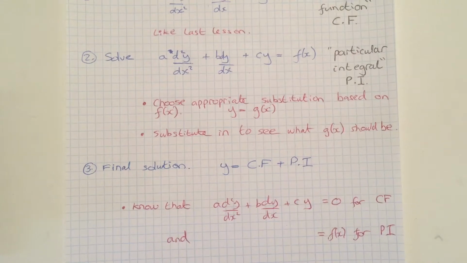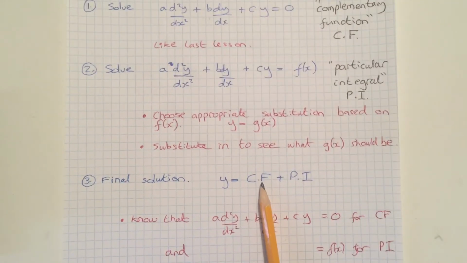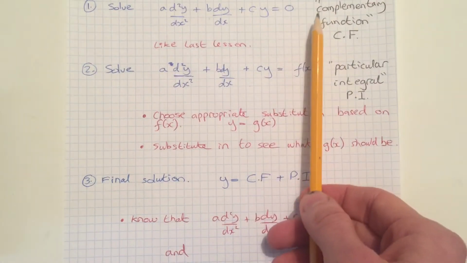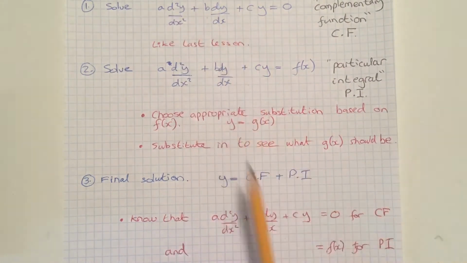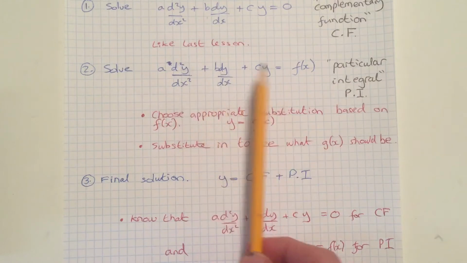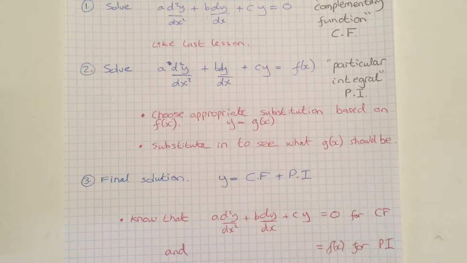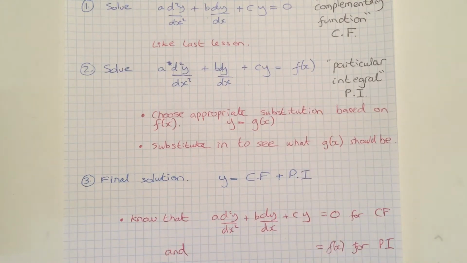We know that that's going to work because I know that the complementary function, which is the solution that we got from solving like we did last lesson, when I differentiate that and substitute into the left-hand side over here, I get 0. The particular integral, I know that when I substitute that in over here, I get f of x. Therefore, when I add the two things together, I will get f of x as my solution.